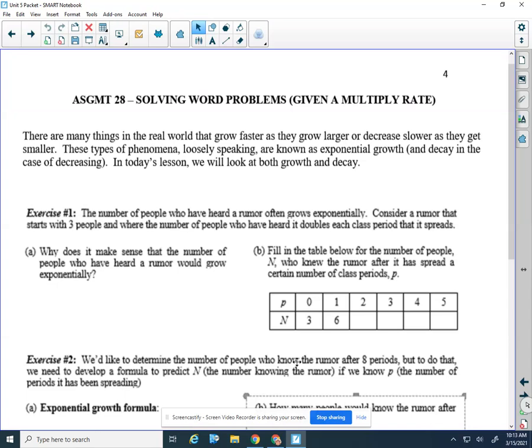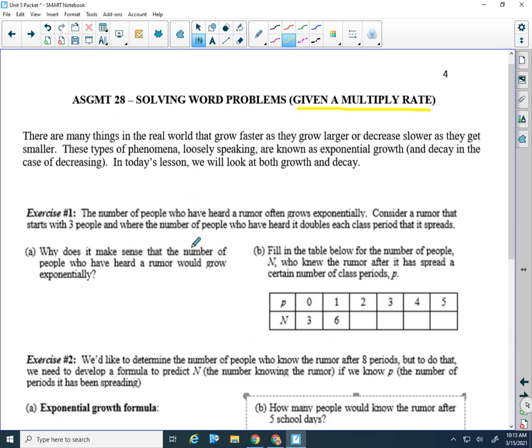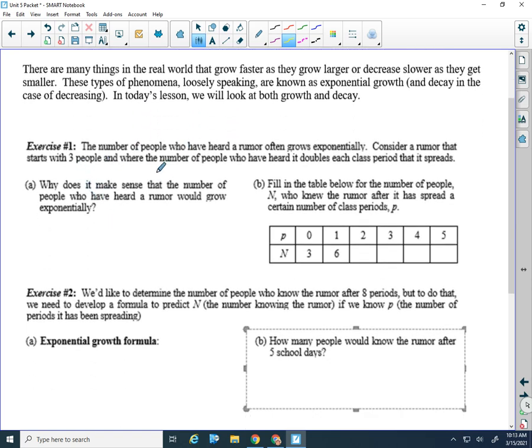Hi, today we'll be working on assignment 28 where we will be solving word problems. This is a two-part lesson. Today we'll be using the multiply rate. On the next lesson we'll be doing something else, but for today we're looking for multiplying numbers. So we're going to get right to our exercise.